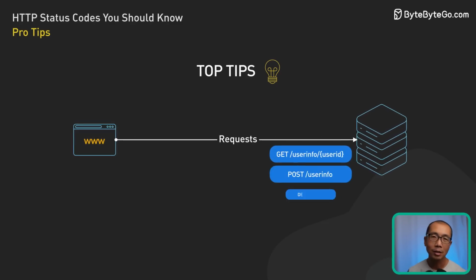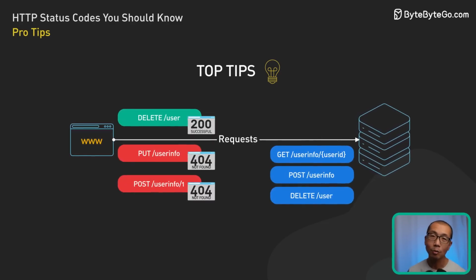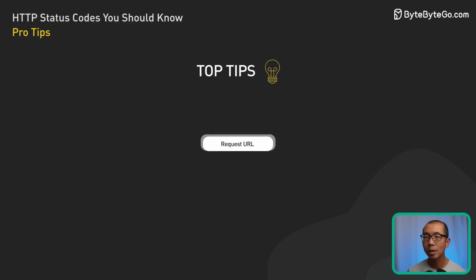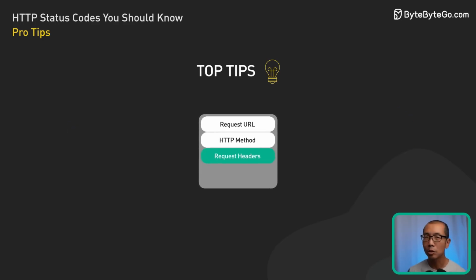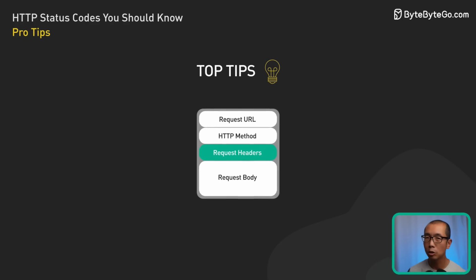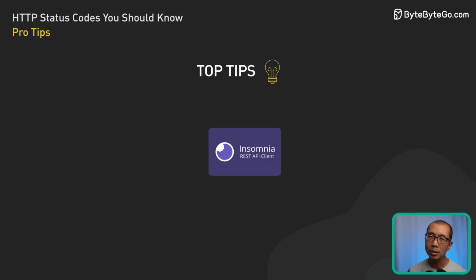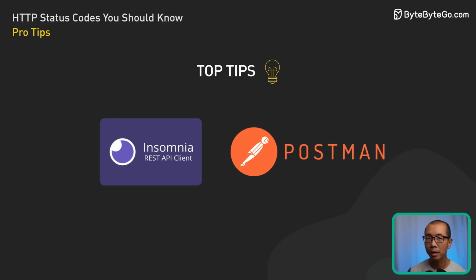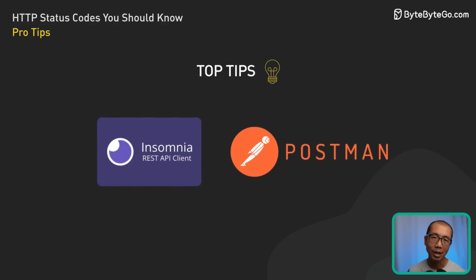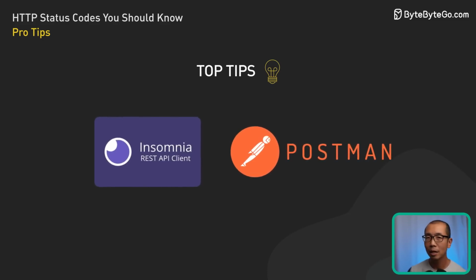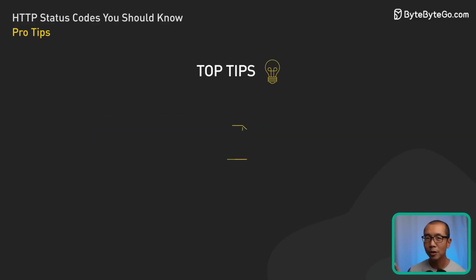When tackling status code issues, always start with the basics. Check the request headers and body, ensure the correct HTTP method is used, and confirm the endpoint URL. Tools like Postman or Insomnia can be invaluable in testing requests and inspecting responses. And don't forget to check the server logs if you have access to them.